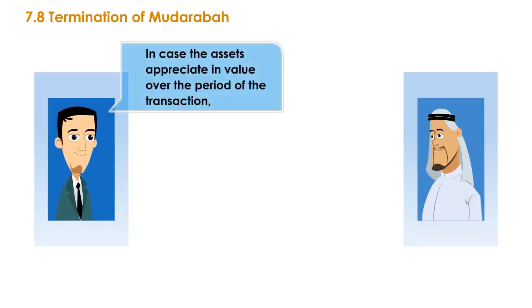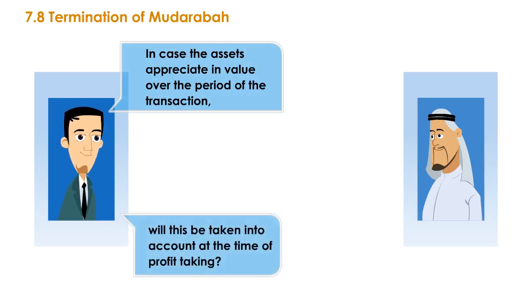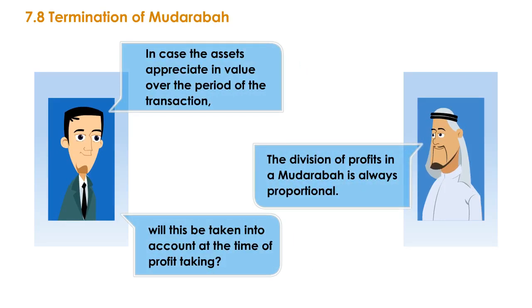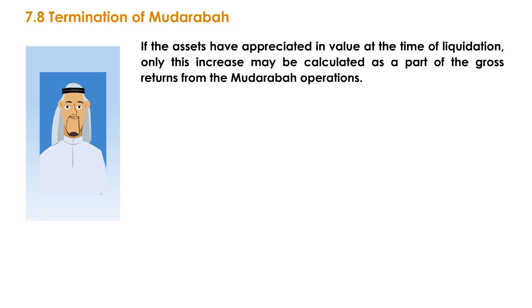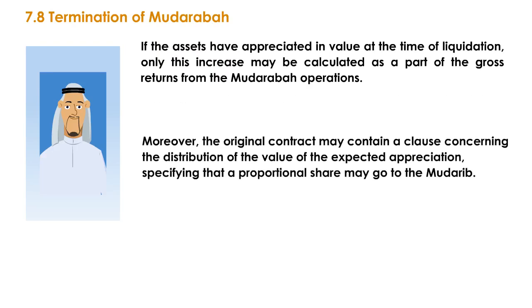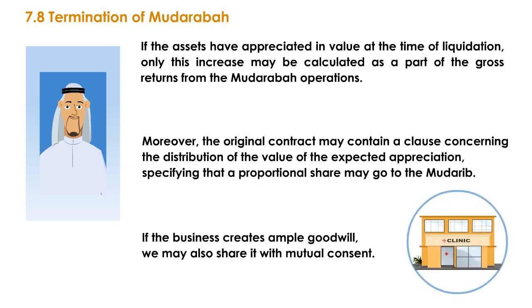In case the assets appreciate in value over the period of the transaction, will this be taken into account at the time of profit-taking? The division of profits in a Mudaraba is always proportional. If the assets have appreciated in value at the time of liquidation, only this increase may be calculated as a part of the gross returns from the Mudaraba operations. Moreover, the original contract may contain a clause concerning the distribution of the value of the expected appreciation, specifying that a proportional share may go to the Mudarib. If the business creates ample goodwill, we may also share it with mutual consent.